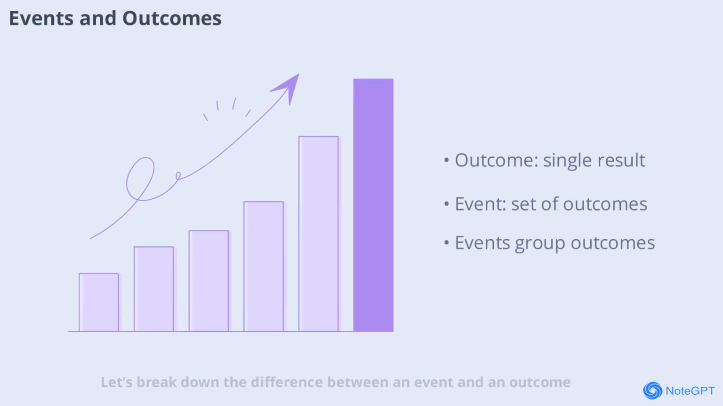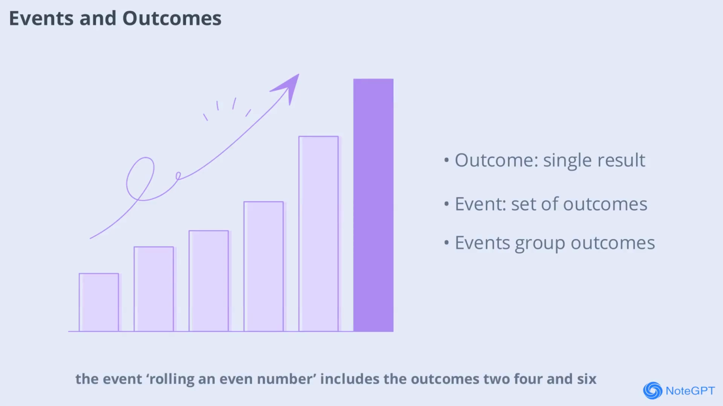Let's break down the difference between an event and an outcome. An outcome is a single possible result, like rolling a 4 on a die. An event, on the other hand, can include one or more outcomes. For example, the event rolling an even number includes the outcomes 2, 4, and 6. By grouping outcomes into events, we can calculate the probability of more complex scenarios. This distinction is key to understanding how probability works in practice.